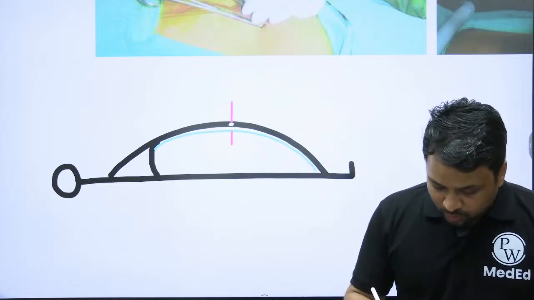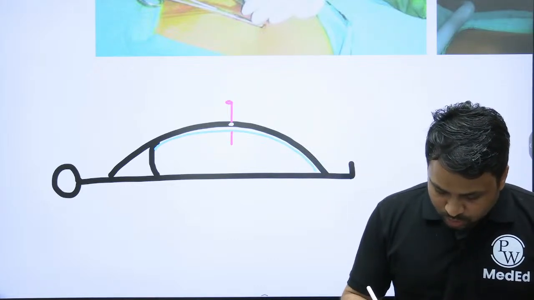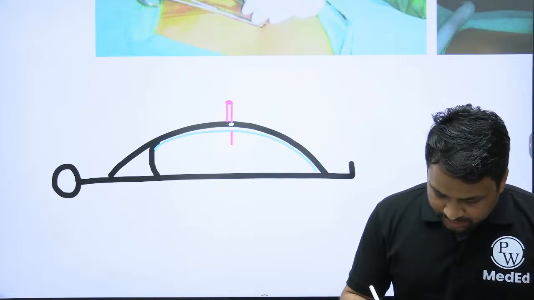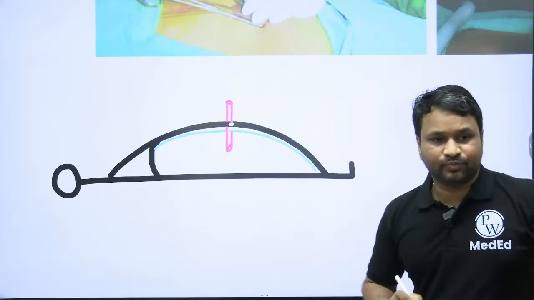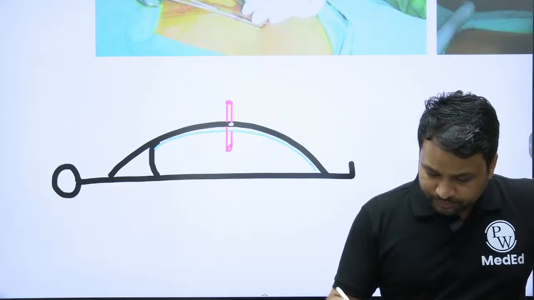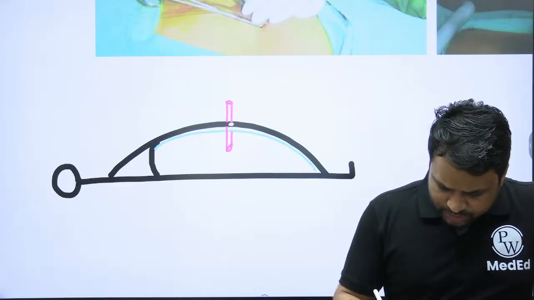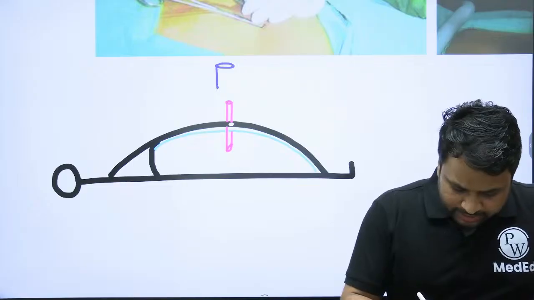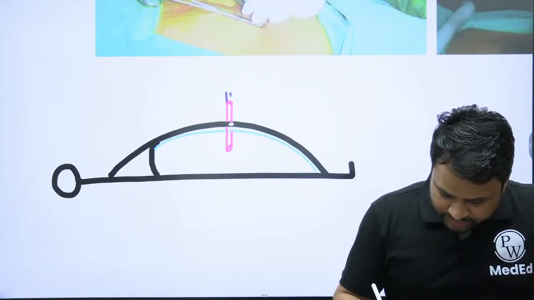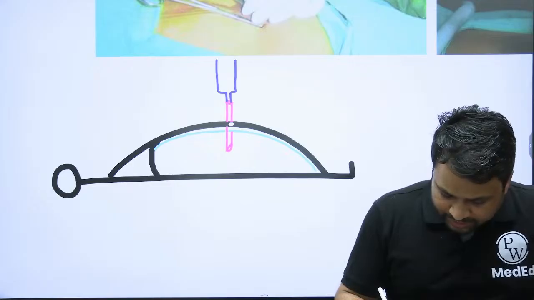Okay? How do you know it is inside the peritoneum? You do the saline irrigation test. What is a saline irrigation test? Let's say this is the Veress needle that has gone inside. I will take a syringe, let's say a 10 cc syringe, and I'm going to connect the 10 cc syringe to this Veress needle. Okay? Now in this 10 cc syringe, I will take 5 cc.